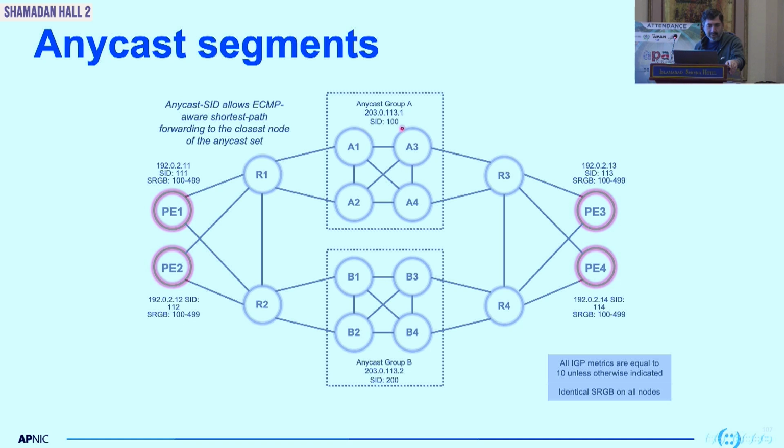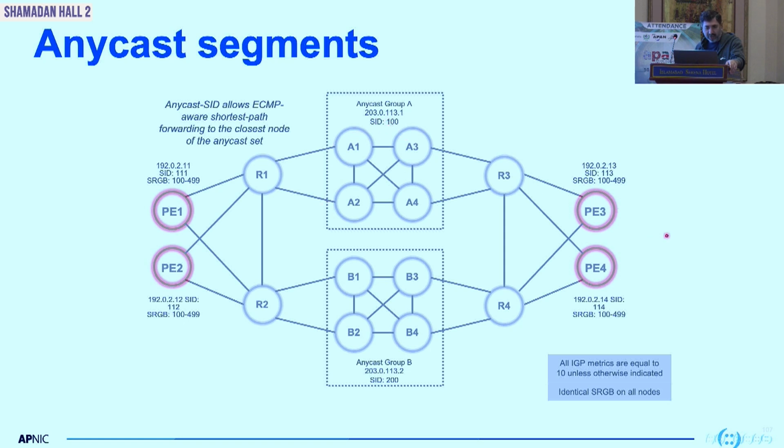Since they are using the same SID, if we send the traffic using 100 from P1, it will go to router 1 using the shortest path. Then from router 1, based on the metric, it can go to A1 or A2, either one of them. Once they receive it, they forward to R3, then to A3 or A4 depending on the metric inside, and then it will reach R2. So the same SID can be used for all these nodes.